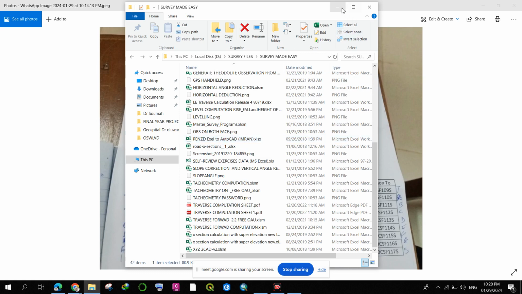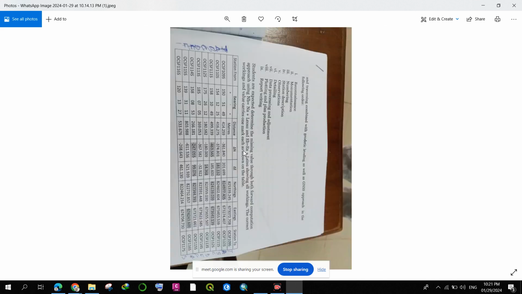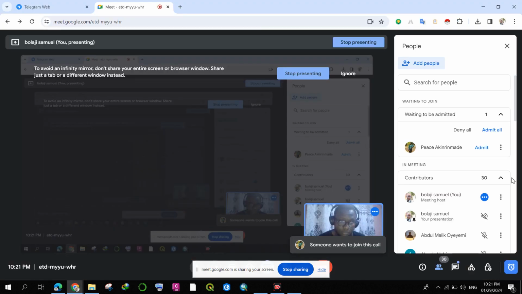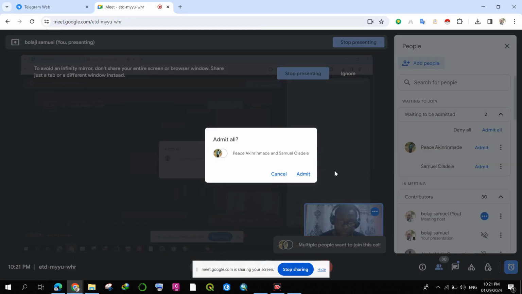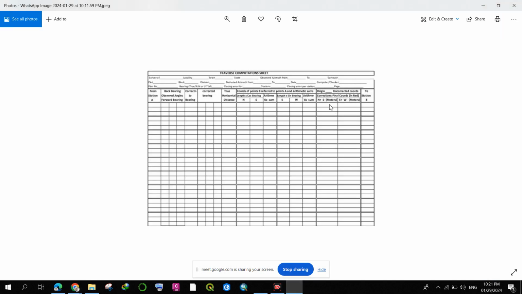So the sheet is your traverse computation sheet on your side. You have these on your side, right? Good. So now we are going to write. You can see I have the coordinates. These are the coordinate columns here. You have your northings and you have the eastings. So this way you're going to fill in.